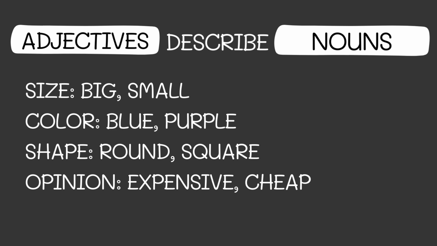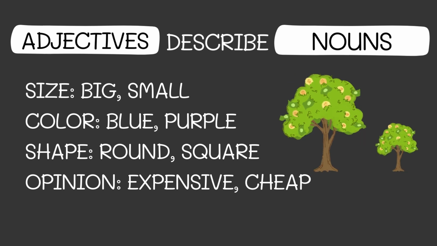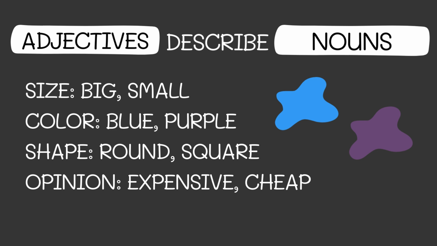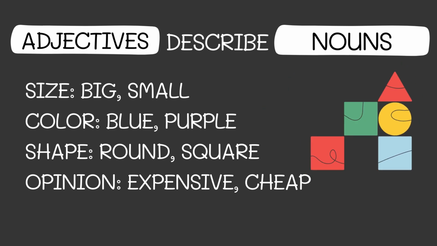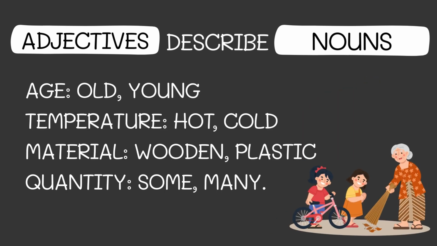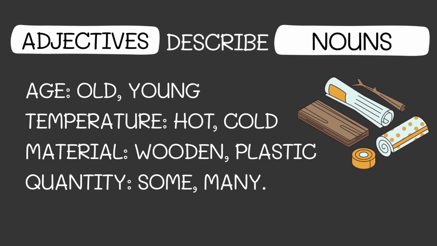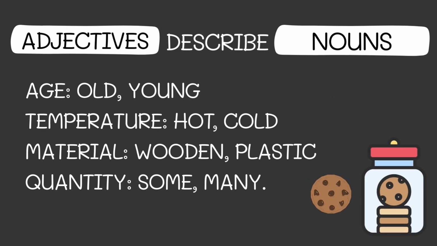They give us information about nouns, such as size: big, small; color: blue, purple; shape: round, square; opinion: expensive, cheap; age: old, young; temperature: hot, cold; material: wooden, plastic; quantity: some, many.